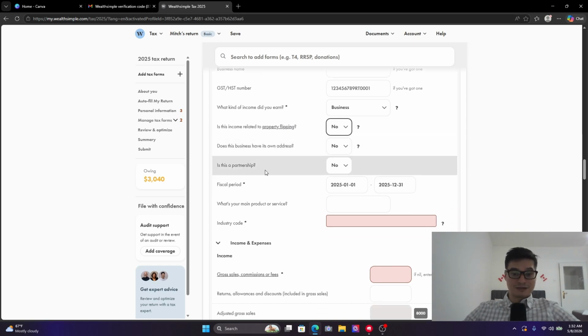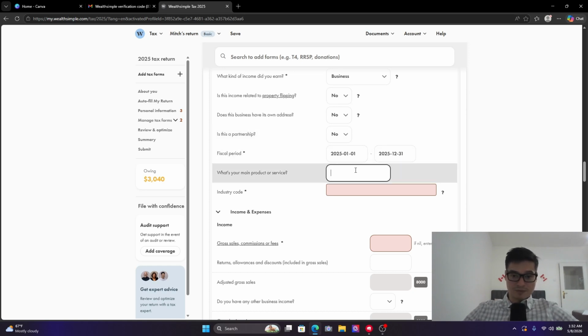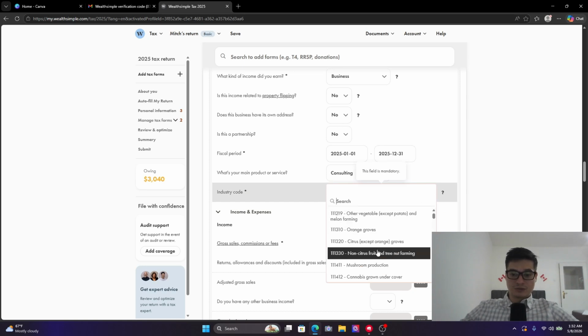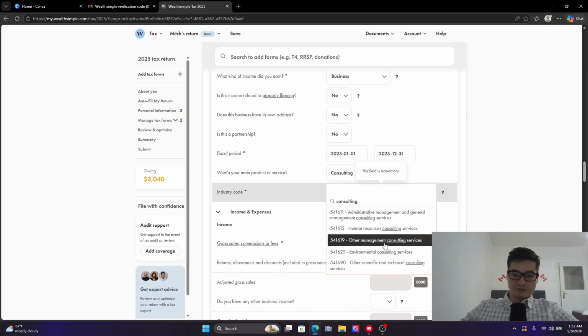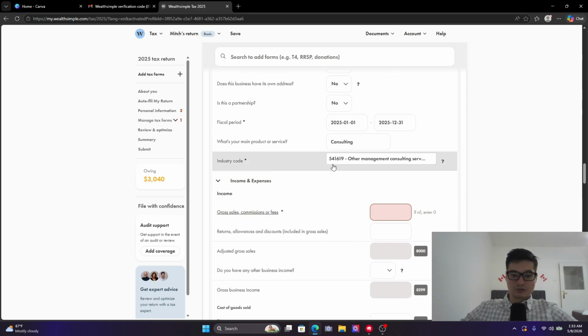Does this business have its own address? Probably not, if you are a sole proprietor. Is this a partnership? Maybe you're working with someone else. If not, you'll put it as no, and you'll have your fiscal period. What's your main product or service? That's where you're going to write down what it is that you do as a sole proprietor. And you'll need to go and search for this as well. And you'll find other management consulting, the industry code. So you need to input an industry code closest to what you're doing.